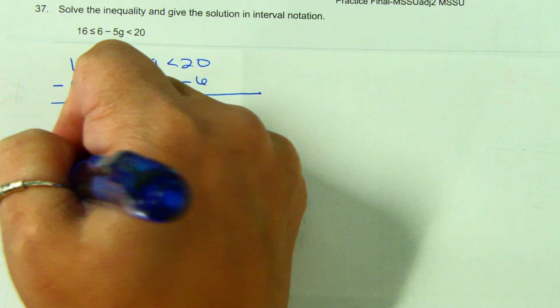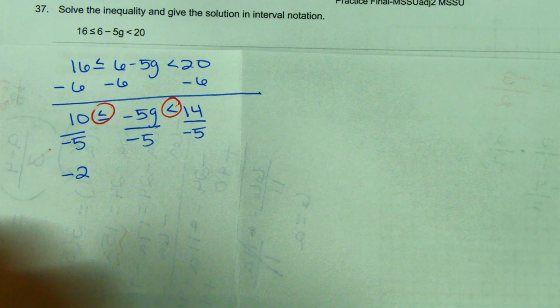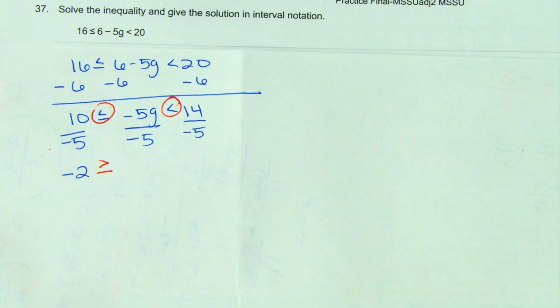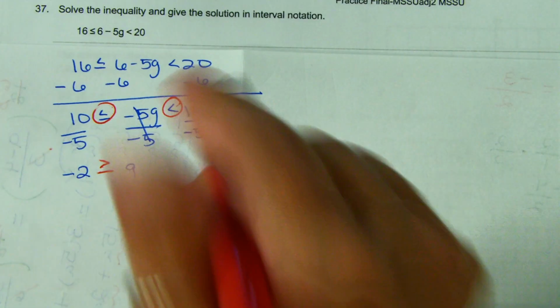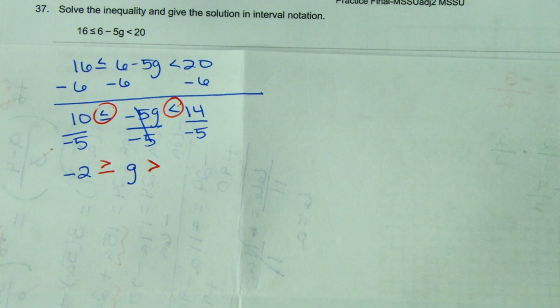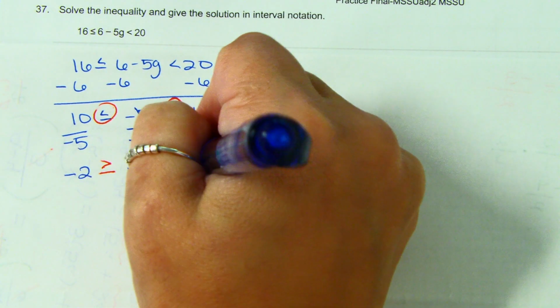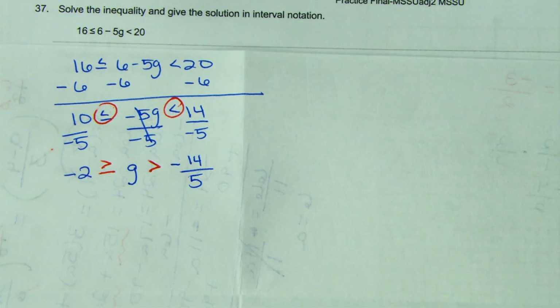Now, the number one mistake students make is they will look at this and say, okay, when I have to write my interval notation, I put my lower limit on the left and my upper limit on the right. And so they would put -2 as their lower limit and -14/5 as the upper limit. But that's not what this says, guys. It says -2 is greater than or equal to g, which is greater than -14/5. That means this is actually the smallest value. This is our lower limit.